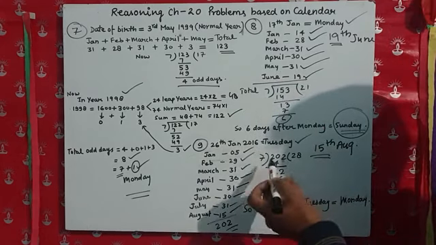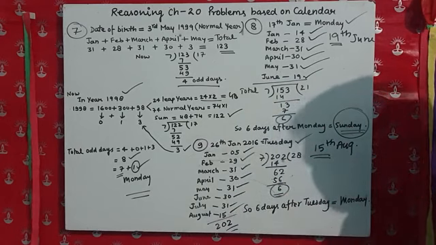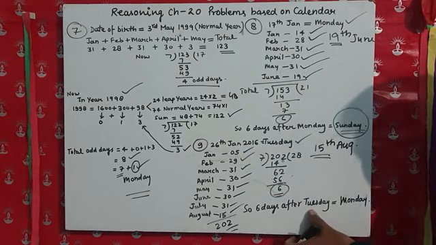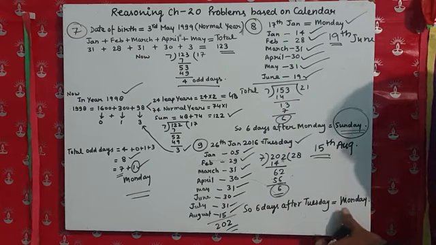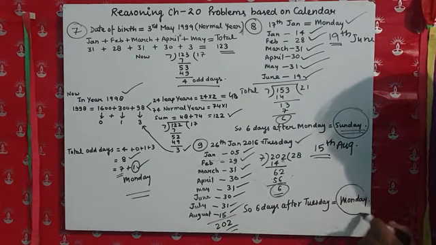Now we have to divide it by 7. We are getting the remainder 6. That means 6 days after Tuesday. 6 days after Tuesday it becomes Monday. So the answer will be Monday.